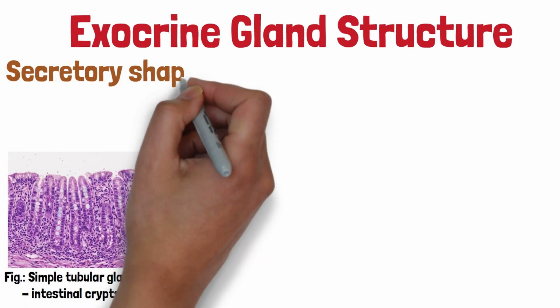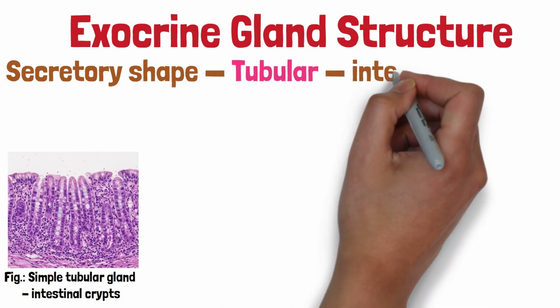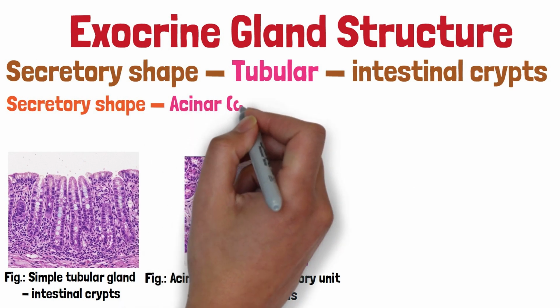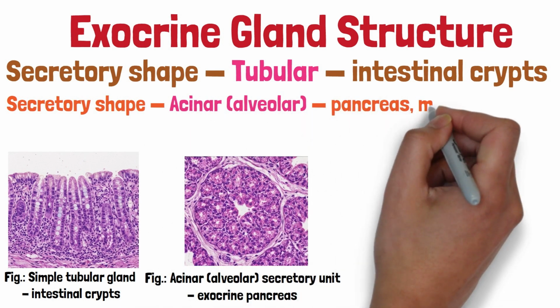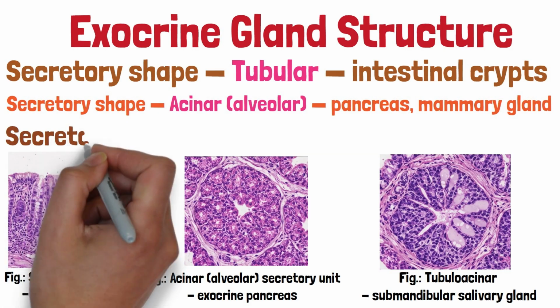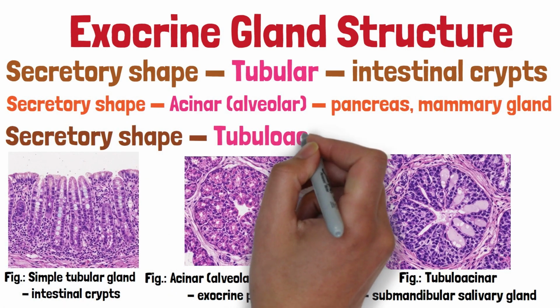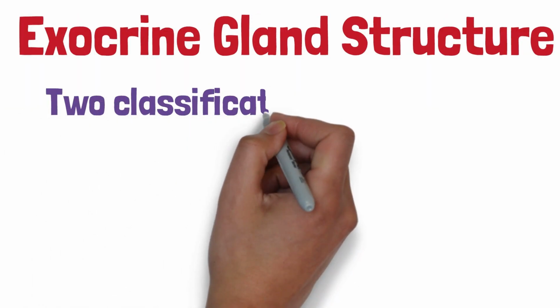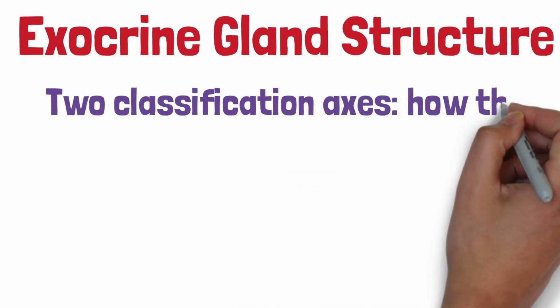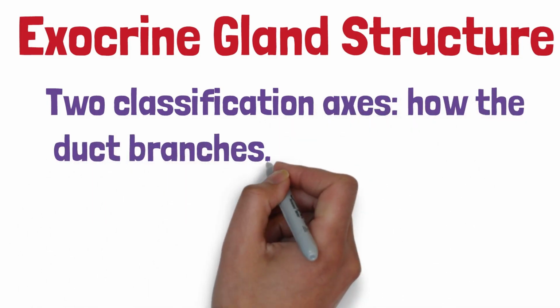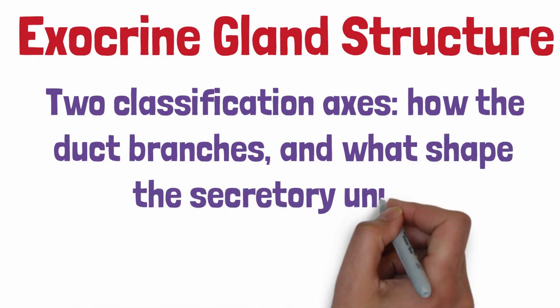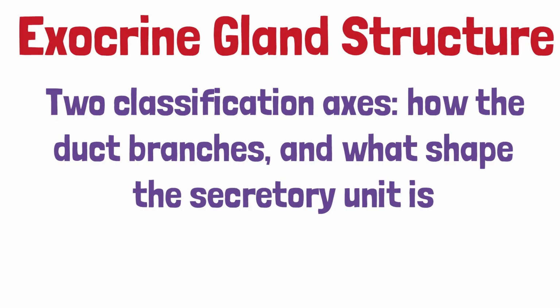By secretory unit shape, tubular glands, like the intestinal crypts, are simple tubes. Acinar or alveolar glands form small grape-like clusters. The exocrine pancreas and the mammary gland fit here. And tubuloacinar glands combine both shapes. That's the salivary glands. So notice, the salivary glands actually show up in both classifications at once. They're compound by duct branching and tubuloacinar by secretory shape. That's the kind of detail vignettes like to test.